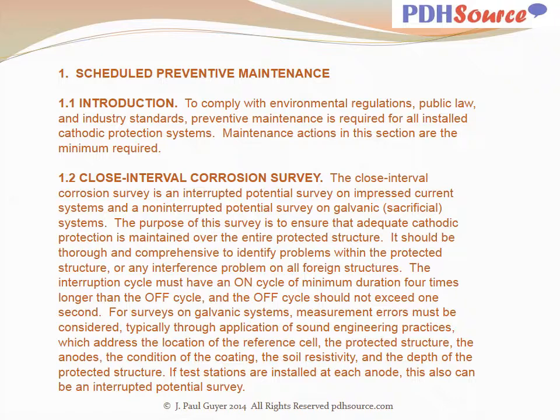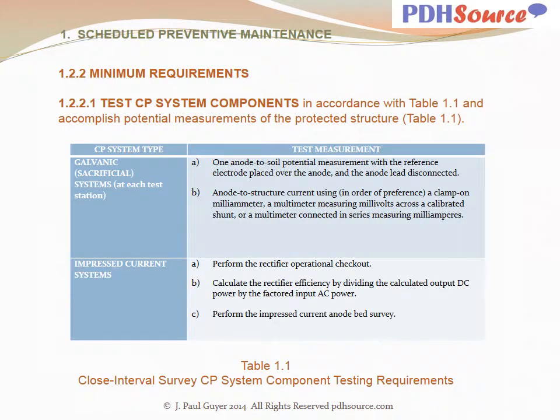For surveys on galvanic systems, measurement errors must be considered, typically through application of sound engineering practices which address the location of the reference cell, the protected structure, the anodes, the condition of the coating, the soil resistivity, and the depth of the protected structure. If test stations are installed at each anode, this also can be an interrupted potential survey. The minimum requirements for cathodic protection system testing of components should be in accordance with Table 1.1 on this slide.